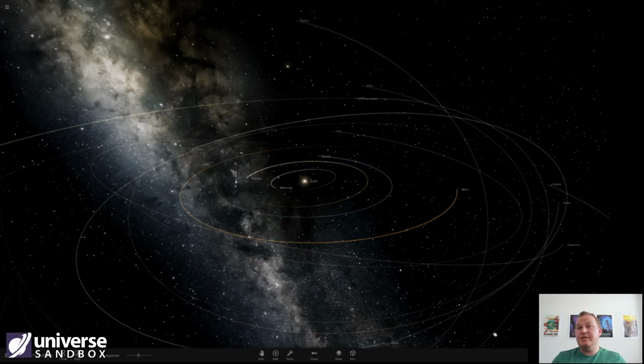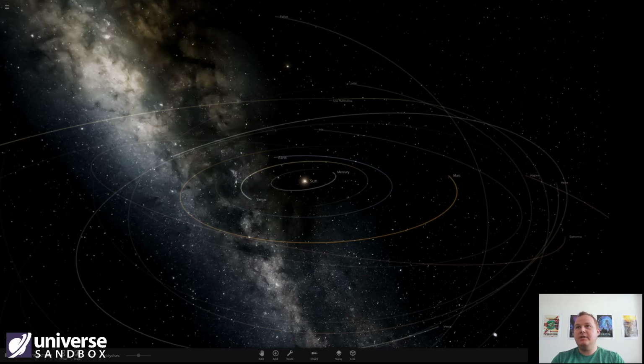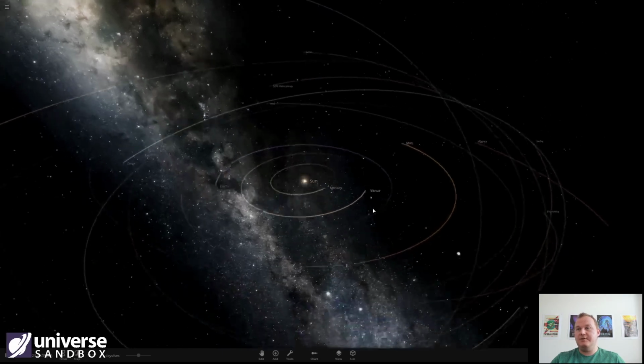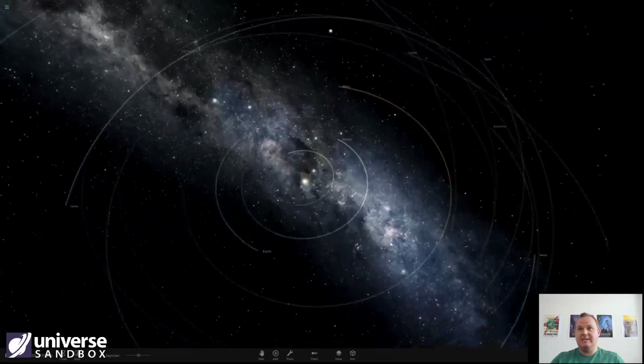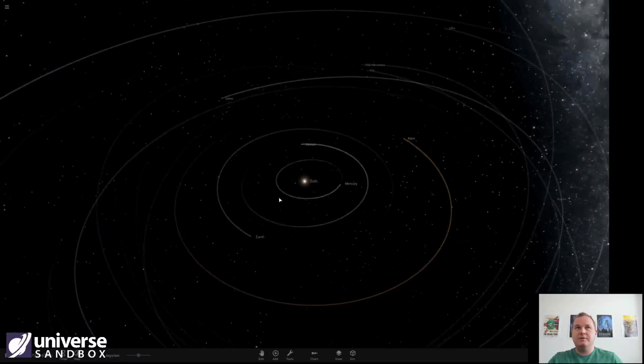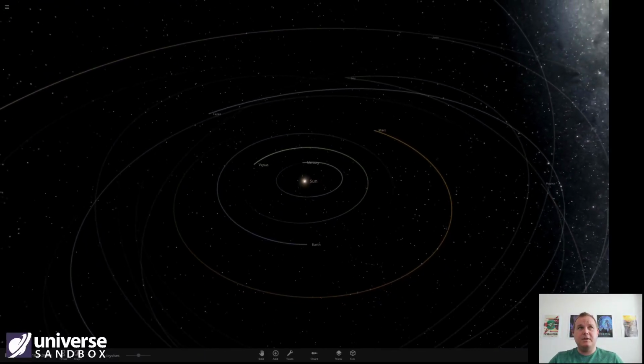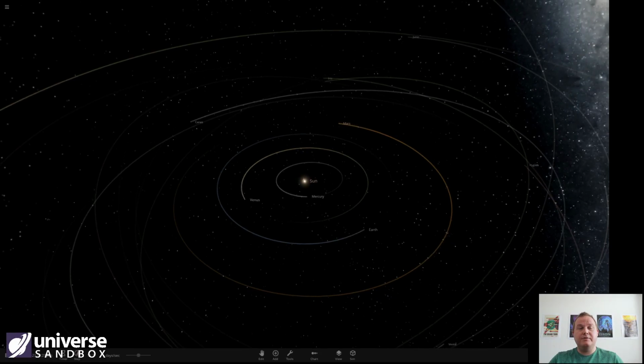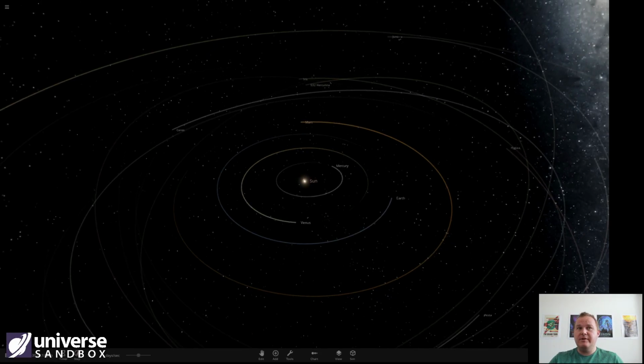This is Universe Sandbox. It is a really neat simulation program that lets you basically create and destroy and do all kinds of fun things with the universe, the solar system, the galaxies, all this stuff. It starts off with a basic introduction of the solar system and then lets you do a lot of fun other stuff over time. So this is basically what we got for now.